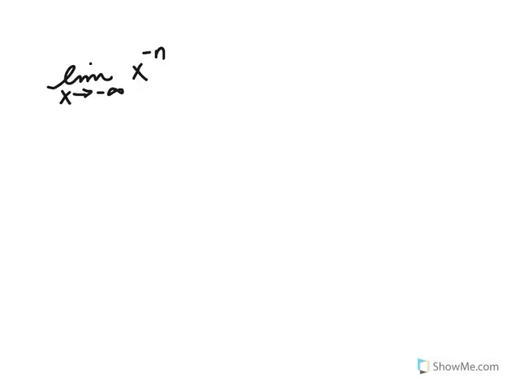Another case is if x is approaching negative infinity of x to the negative nth power. We can rewrite this very easily so that we don't have a negative exponent as 1 over x to the nth. And what we should be looking at here is if x gets more and more negative, then what happens to my limit? Where does it start going?